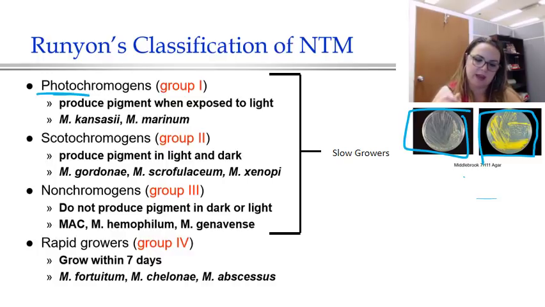Group 2, they are colorful all the time. So whether they're in the incubator or out, they're going to have these brilliant colors. Group 3, non-chromogens. They're never going to produce beautiful colors no matter what you do. Group 4, these guys, we don't really worry about their colors because they grow out really quickly. You're not very likely to hear about these very much. They're sometimes associated with cellulitis infections, and they can get in the lung, but these are really just more skin infections.